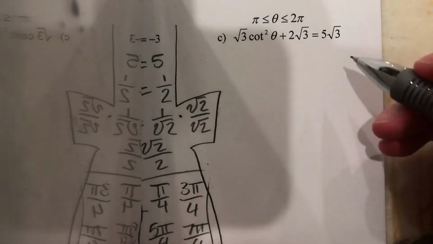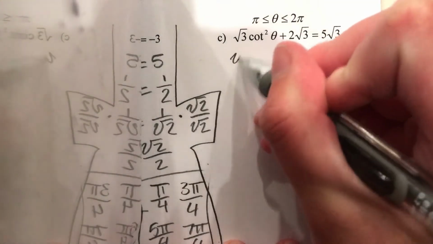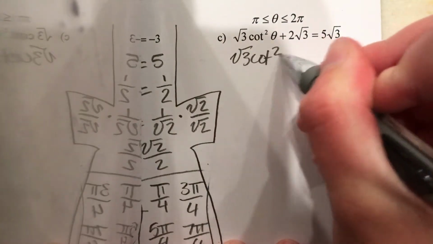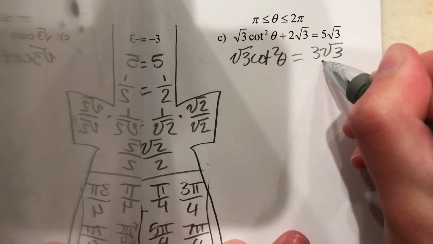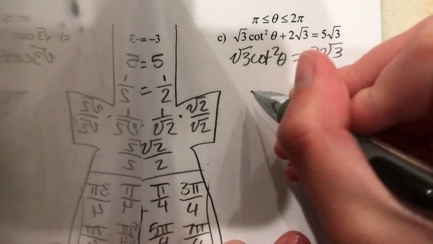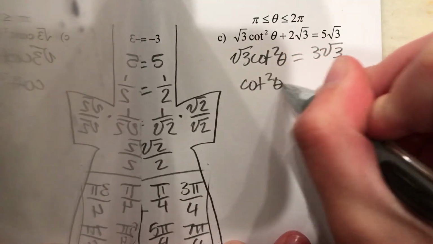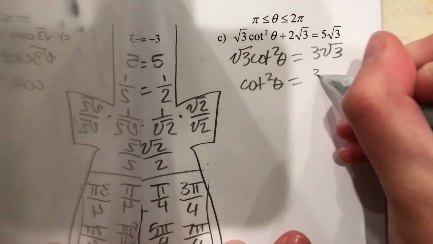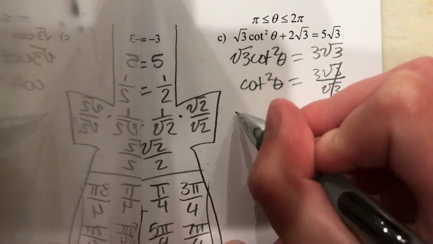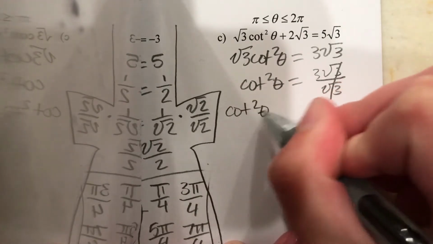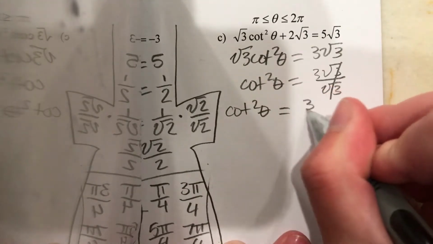For this one, you'd first subtract 2 root 3 to the other side, so then you get root 3 cotangent squared of theta equals 3 root 3. And then you would have to divide by root 3, so you get cotangent squared of theta equals 3 root 3 divided by root 3. So then the root 3's cancel. You get cotangent squared of theta equals 3.